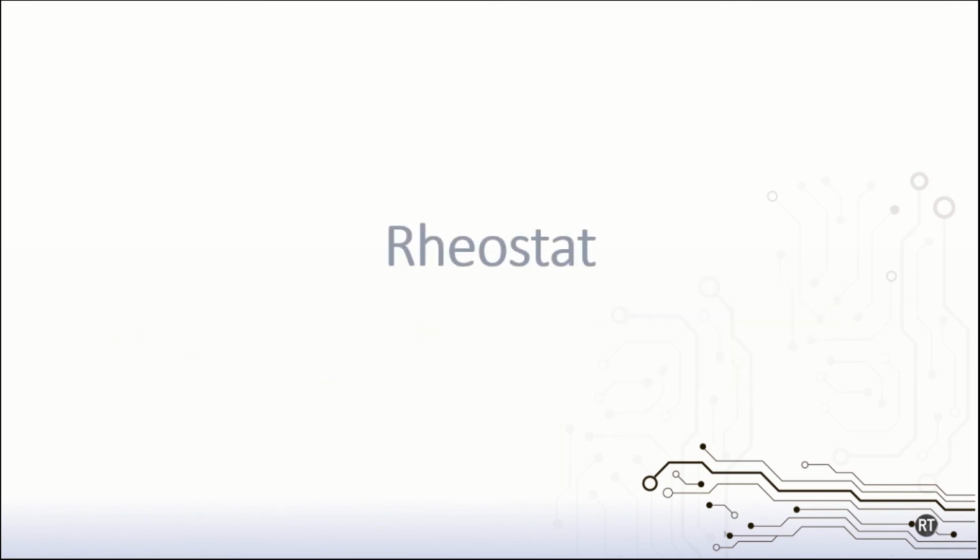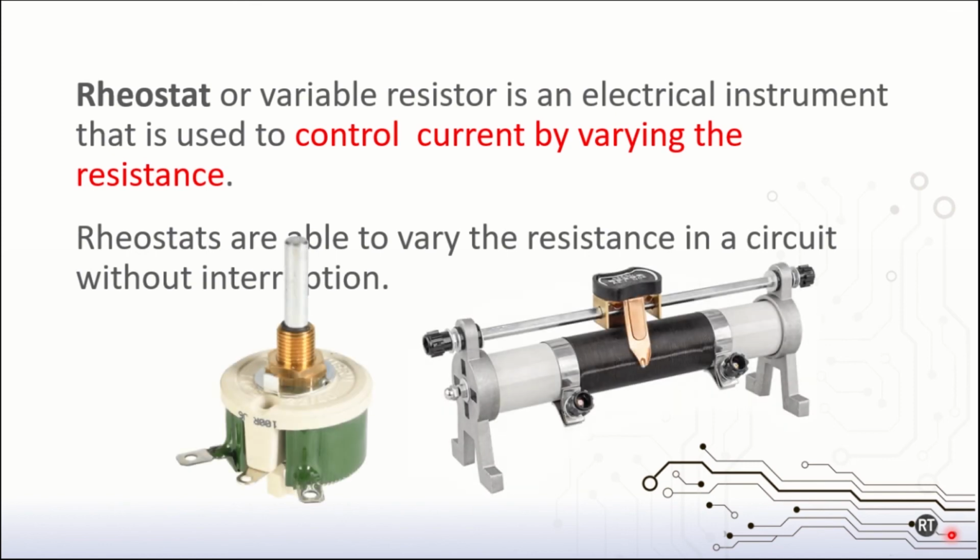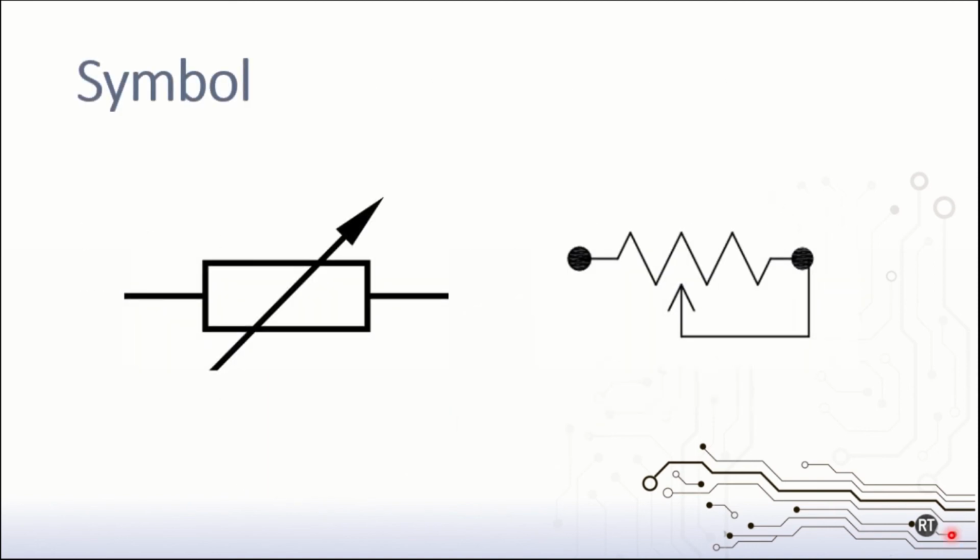The next device is a rheostat. A rheostat is a kind of resistor, a variable resistor. It is an electrical instrument that is used to control current flowing in the circuit by varying the resistance. Compared with an ordinary resistor, a rheostat can vary the resistance in a circuit without interruption. Shown here are examples of rheostat, a rotating one and a sliding rheostat. And these are the symbols for rheostat.